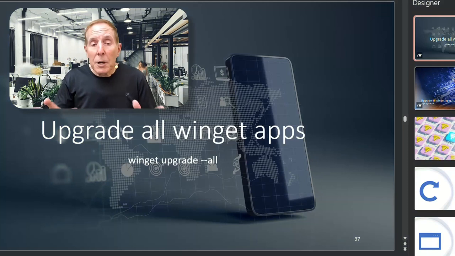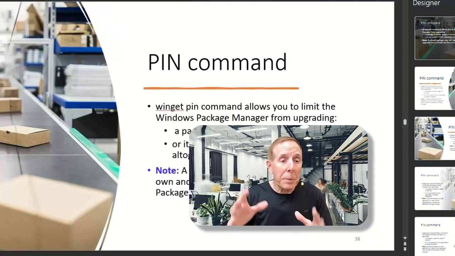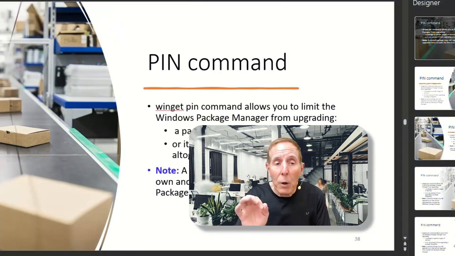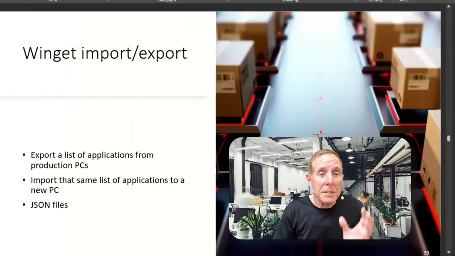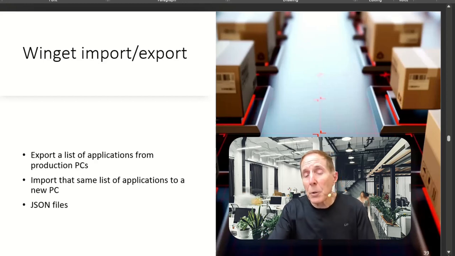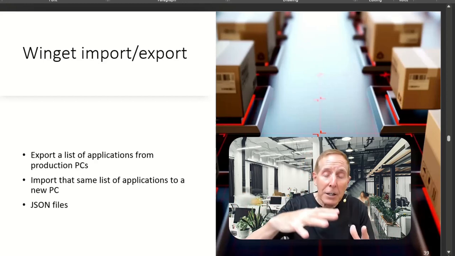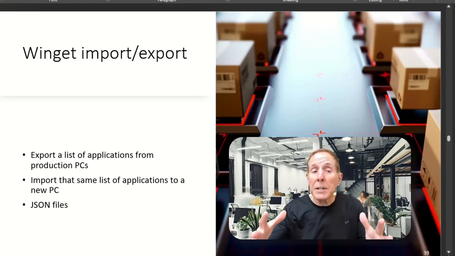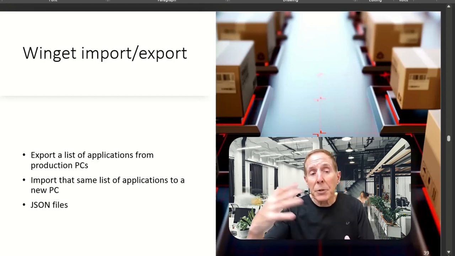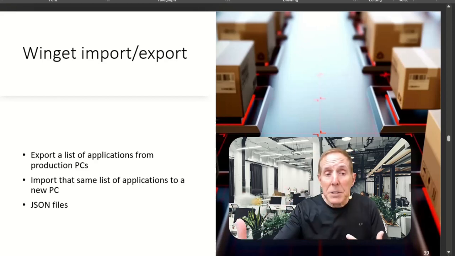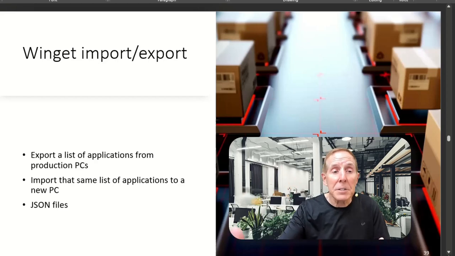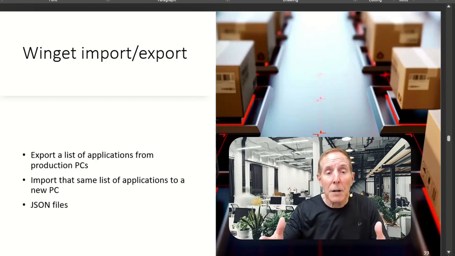In part two of this series, we're going to show how to use winget to upgrade all your apps that are supported by the repository. I'm going to show you how to use the pin command. So if you have an application you don't want to be upgraded, you can pin it. And then we'll get into the two most important commands, import and export, where we can export a JSON file indicating all the software we have, say on a master PC, and then import that JSON file into another PC or 20 PCs or 30 PCs and duplicate that third-party software install.